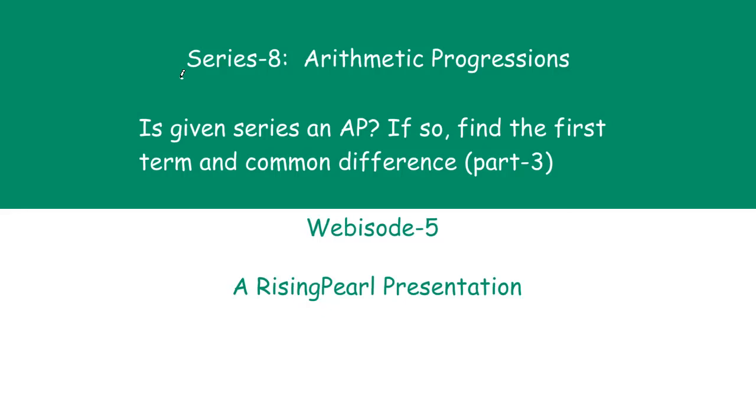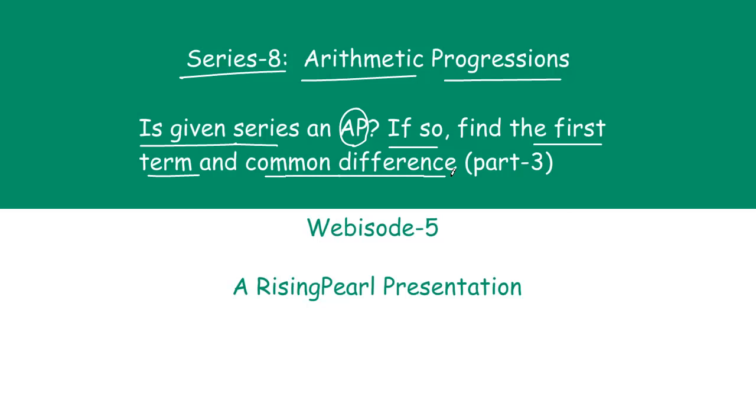This is series 8 where we are learning a lot about arithmetic progressions. Friends, this is webisode number 5 and today we are going to continue to take a look at how we solve questions on arithmetic progression. This is part 3. So specifically the type of questions that we are going to focus on in this webisode is: is the given series an arithmetic progression? So we will be given a set of numbers. We have to determine if that series is really an arithmetic progression. And let's say if so, we have to find out the first term and the common difference.